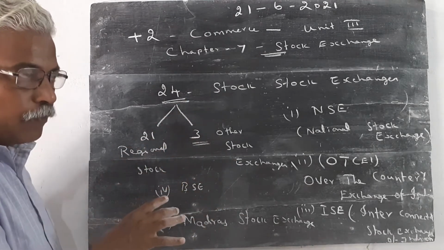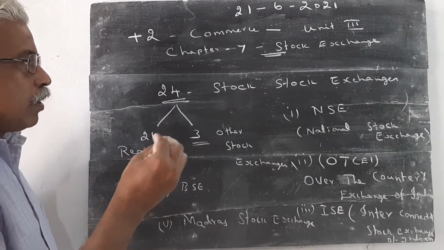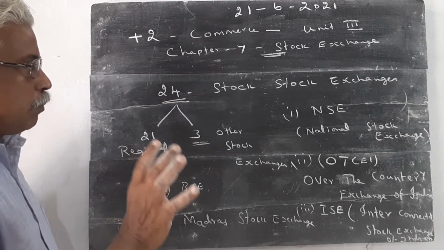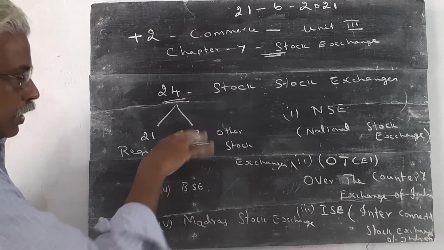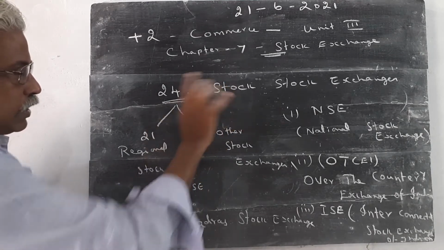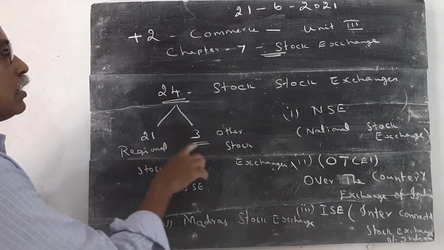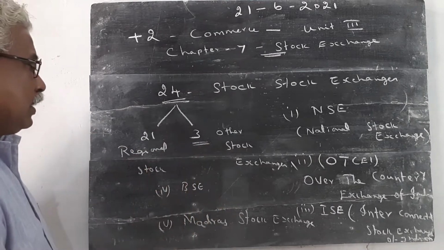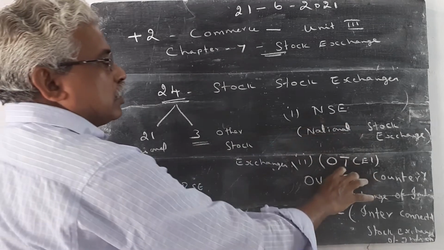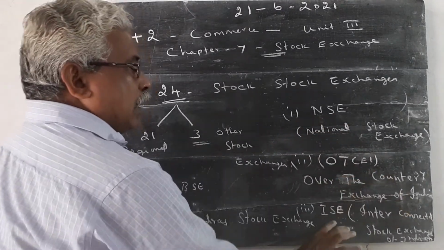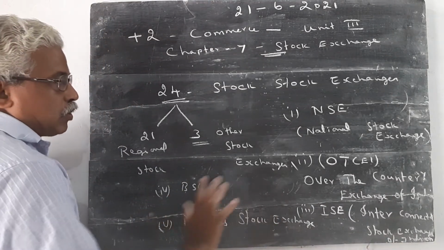It's an association, organization or body of individuals, whether incorporated or not, established for the purpose of buying, selling and dealing of securities. Then next point, there are 24 stock exchanges in India. 21 are regional stock exchanges and 3 are other stock exchanges. Write any 5 stock exchanges in India: National Stock Exchange, Over-the-Counter Exchange of India, Interconnected Stock Exchange of India, Bombay Stock Exchange, Madras Stock Exchange.